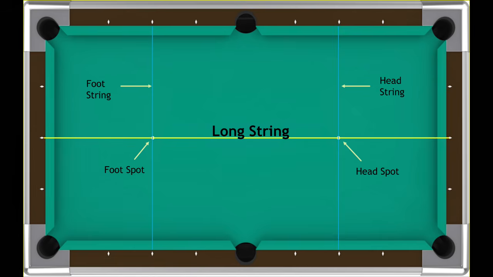The foot spot is where you rack the balls. The head spot is where you break from. Then we have the head string. We've identified the head string, the foot string, and the long string. But for our purposes, let's use the long string as a straight line.